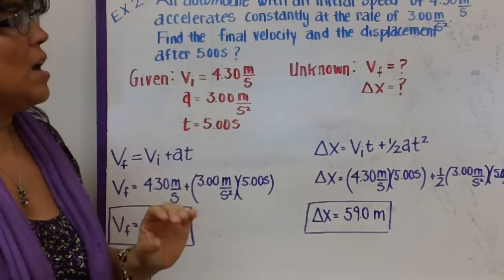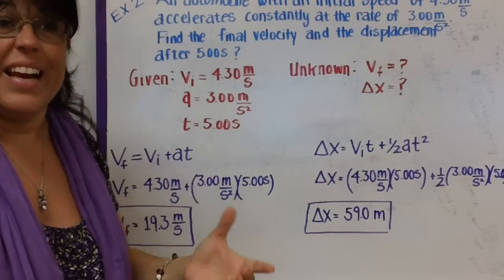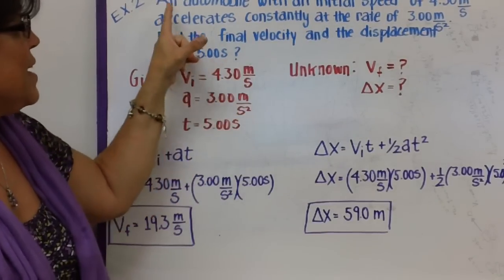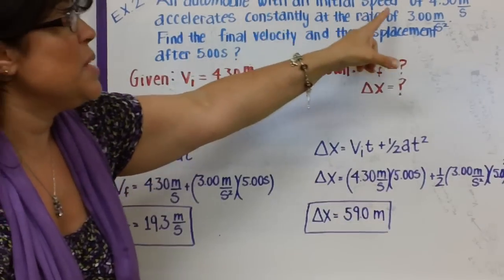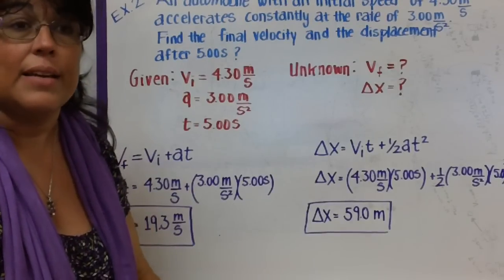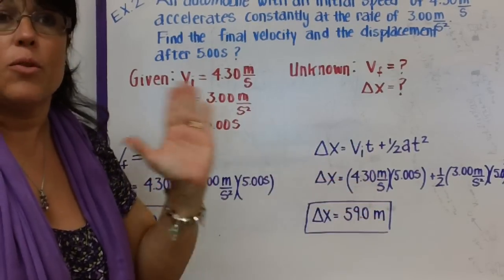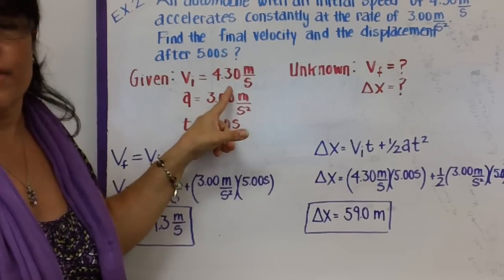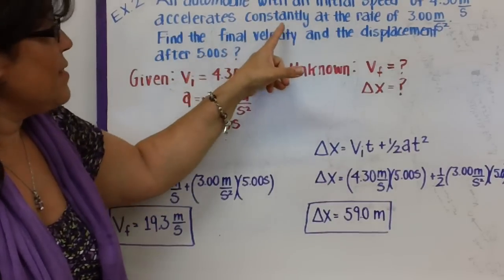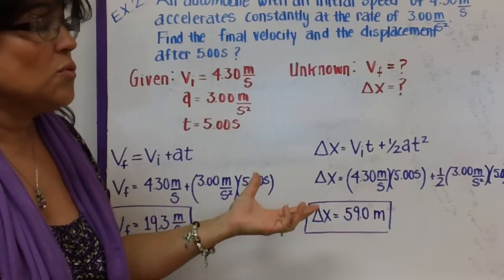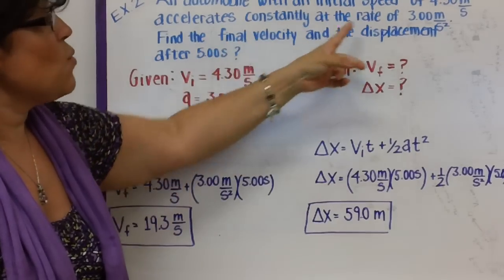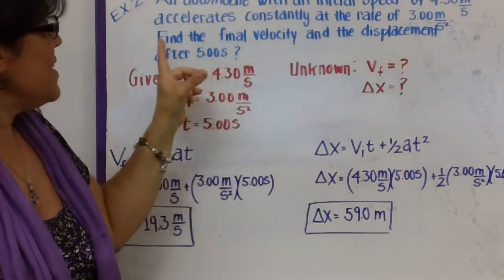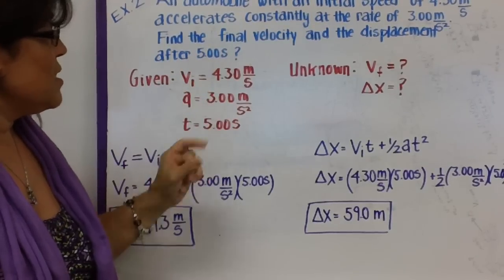So if we take this word problem and break it apart and get out what we need out of it, our given is that its initial velocity is 4.3 meters per second. It says an automobile with an initial speed of 4.30 meters per second. In this case, our velocity and our speed are the same. They're both going in the same direction. So our initial velocity is 4.30 meters per second. Now it says it accelerates constantly, which is the same as accelerating uniformly, or constant acceleration, at a rate of 3 meters per second squared. That is our acceleration. And it says that it does this after 5 seconds, so our t is 5 seconds.